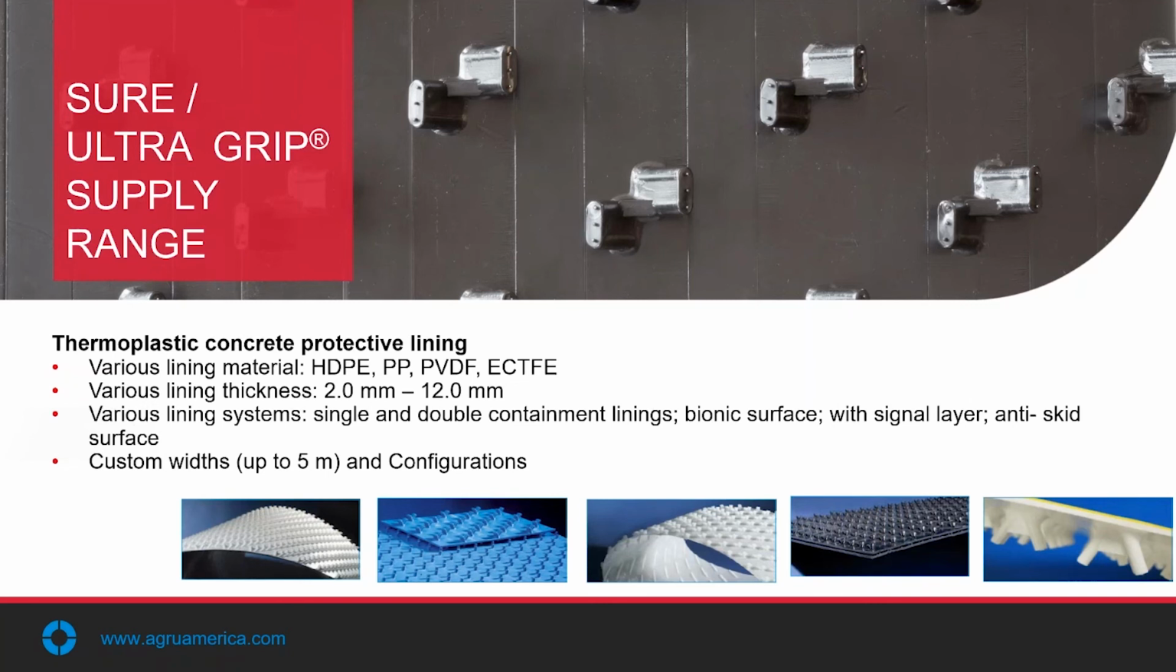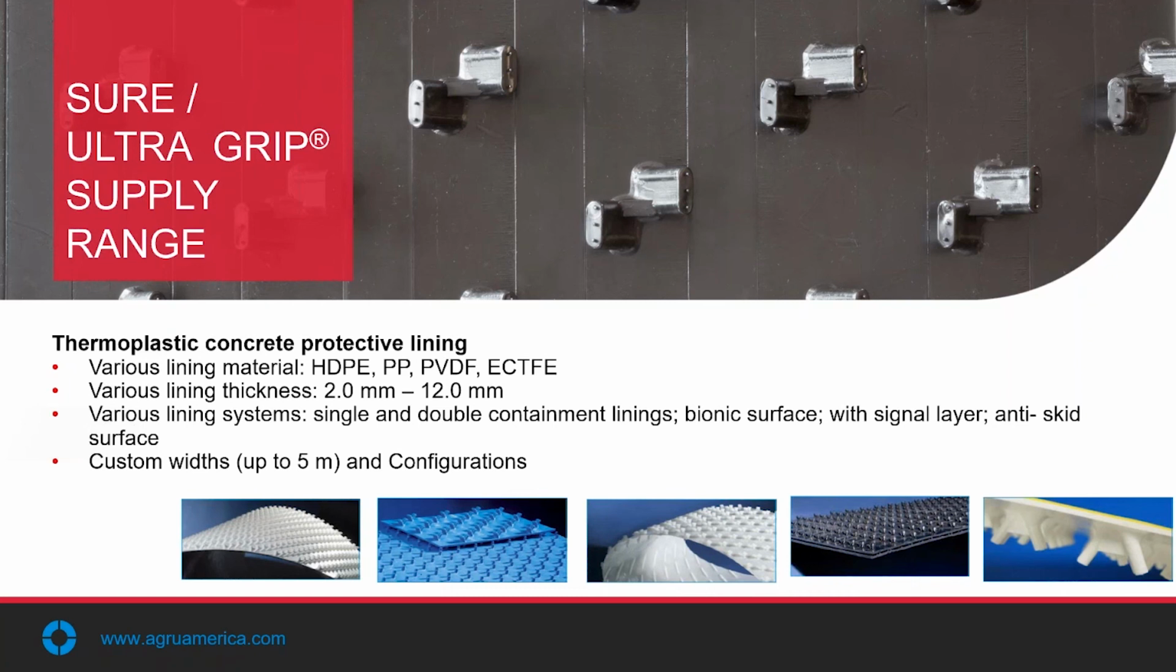So moving forward, we talk about the supply range that AGRU offers for concrete protective liners. Primarily, you'll see high-density polyethylene. Polyethylene is the workhorse of the industry, both on the geomembrane and the concrete protective liner side. We offer these four base resins, and within those, we offer a few different variations of each individually as well. AGRU has a range of thickness from 2 millimeters up to 12 millimeters. The vast majority of the time, we're between 2 and 5 millimeters.